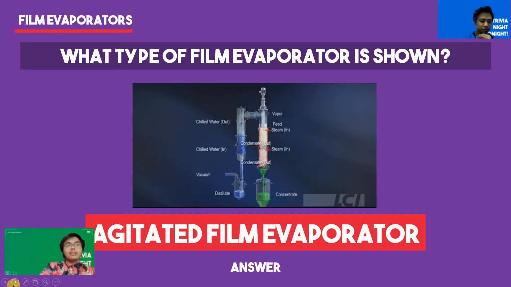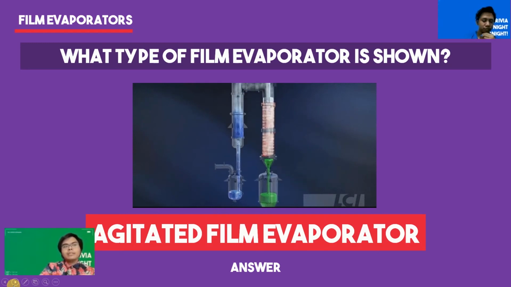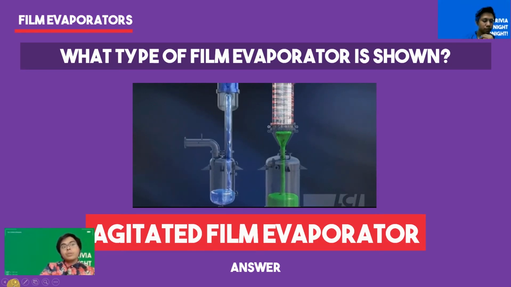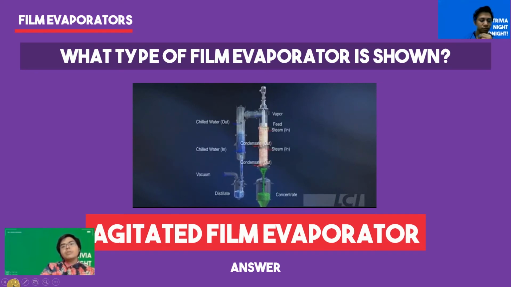In an agitated film evaporator, the liquid is pumped into the device, which contains rotating internal blades. These blades force the fluid into a thin film over the inner walls of the evaporator. These inner walls are the heat transfer area of the device. This results in the evaporation of the fluid.